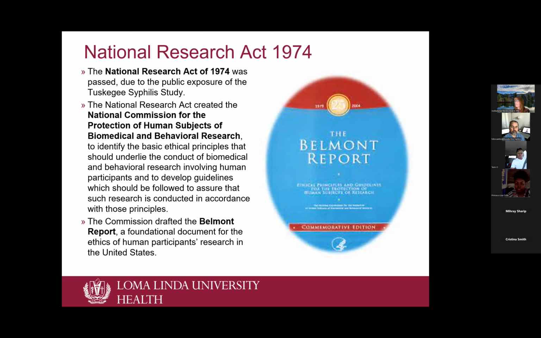So it is very, very important to know all of this information. When you're doing that training, you really want to pay attention to everything they're teaching you in there, because it will help drive your IRB submissions. That commission drafted the Belmont Report. This is a foundational document for the ethics of human participant research here in the United States.